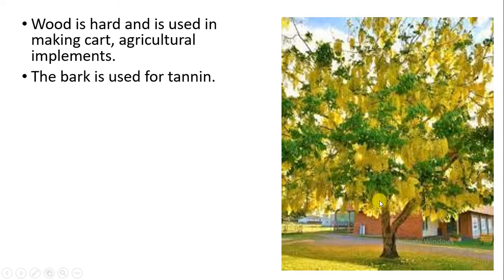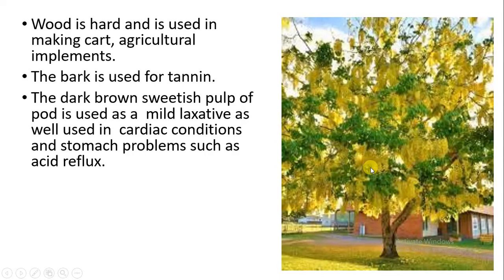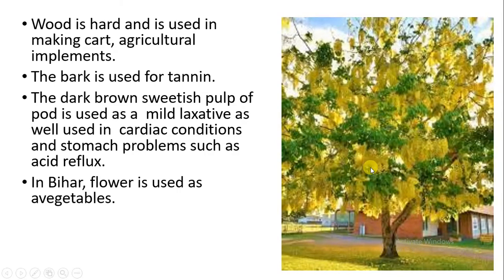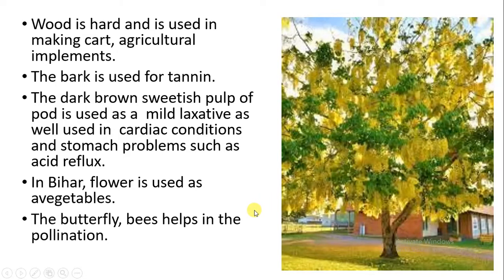The bark is used for tannins. The dark brown sweetish pulp of the pod is used as a mild laxative. Laxative means it stimulates your bowel movement, and it is used in cardiac conditions and also stomach problems such as acid reflux. In Bihar, the flower is used as a vegetable. Butterflies and bees help in the pollination, and in Hindi it is called Amaltas.